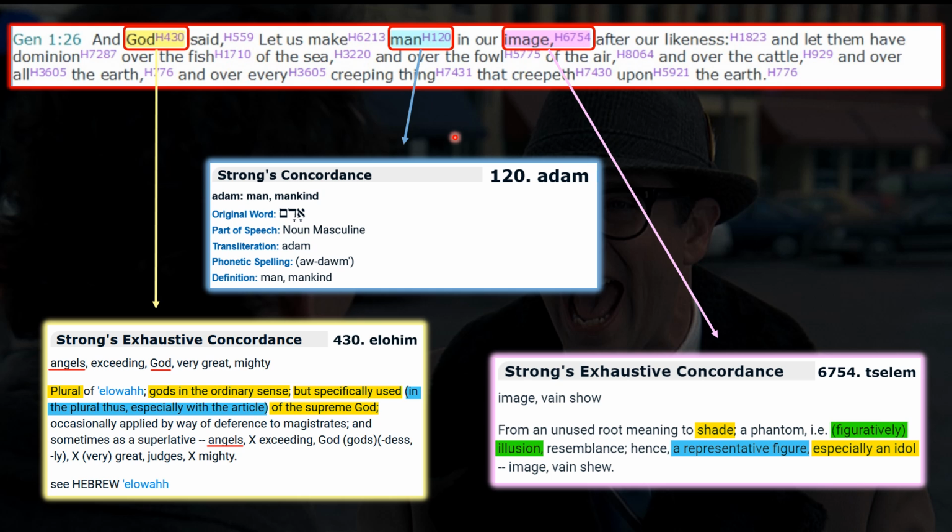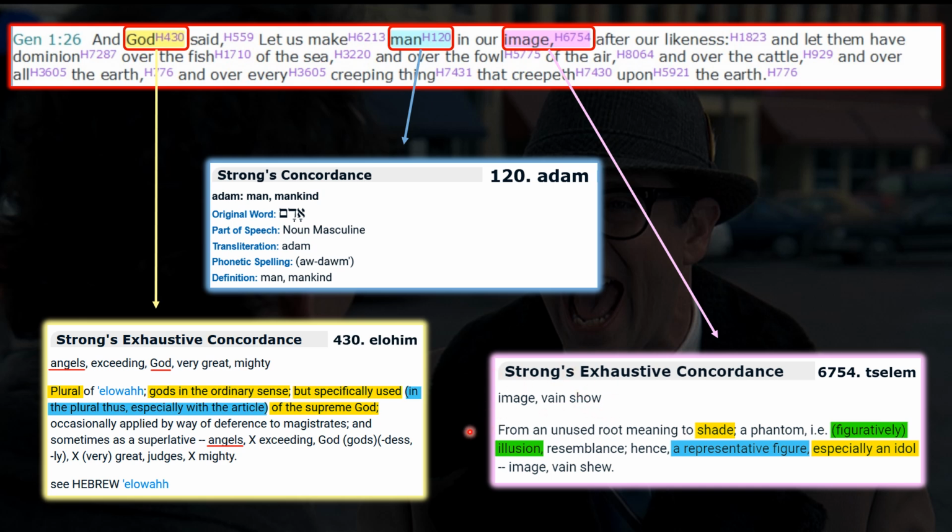It's, I would call it, the human host body or an avatar. So it says, "And God said, let us make man in our image." And the word image here is the Hebrew word 6754. So 6754 in Strong's is the word image or vain show, like a vanity show.